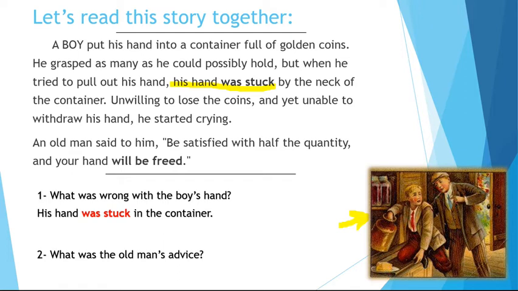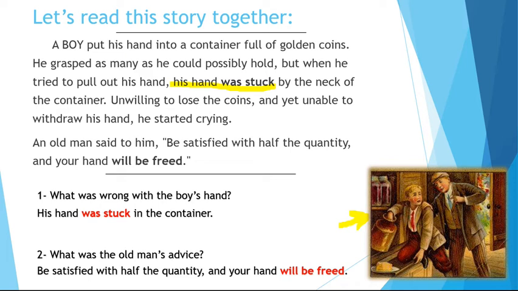Number two, what was the old man's advice? Again, in the text it's clear that the old man said to him, "Be satisfied with half the quantity and your hand will be freed." By looking at these two answers, they are already in red. It's clear that here we're talking about his hand was stuck. The second answer, and his hand will be freed.